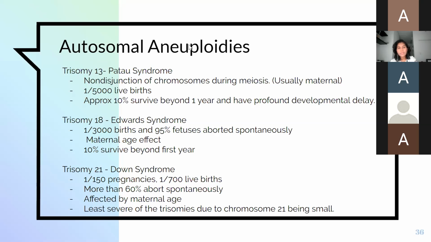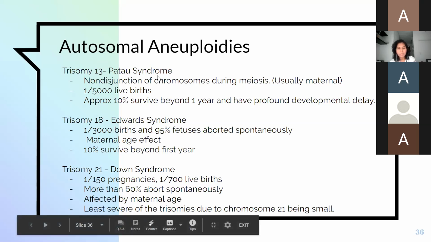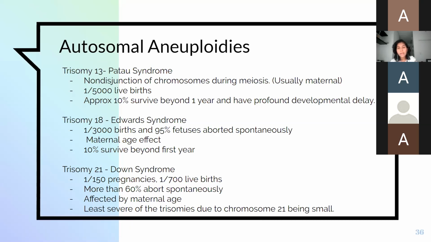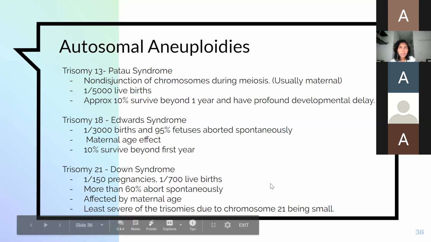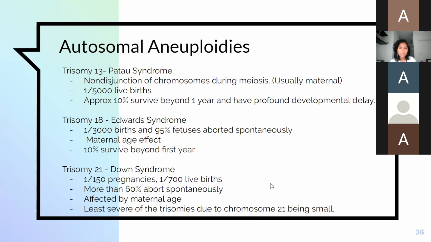And with Patau syndrome, again, all the trisomies happen mostly because of non-disjunction. With the increase in maternal age, these trisomies are more likely to happen. So like I said, with Patau syndrome, non-disjunction of chromosomes during meiosis happens in 1 over 5,000 live births. Generally, most of these babies are spontaneously aborted, or 10% survive beyond 1 year.